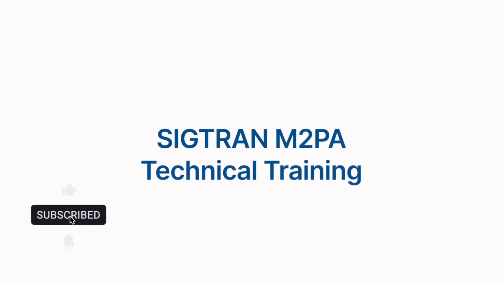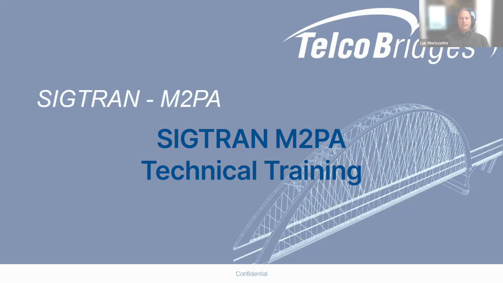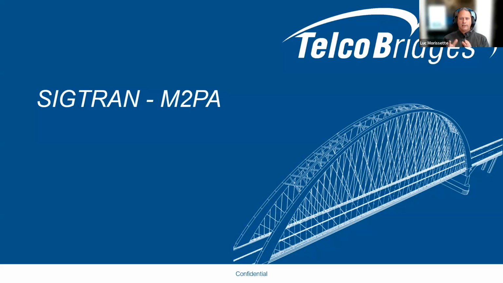So this presentation today is about SIGTRAN, but more specifically about M2PA. SIGTRAN is a grouping of specifications which have multiple things in there, right? So there is M2PA, but there's also M2UA, M3UA, V5UA, and IUA. But here specifically, we're going to talk about the M2PA variant of SIGTRAN.